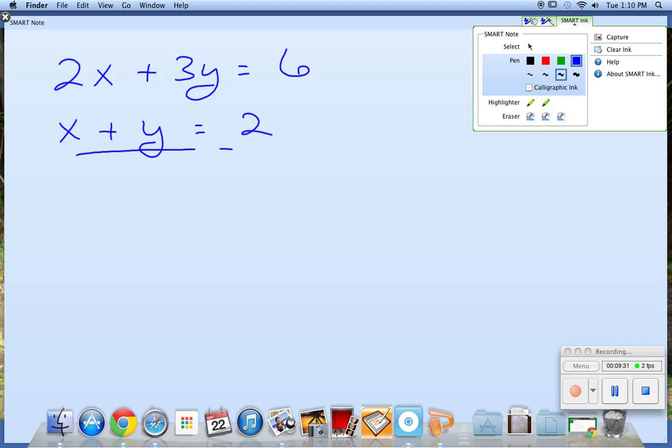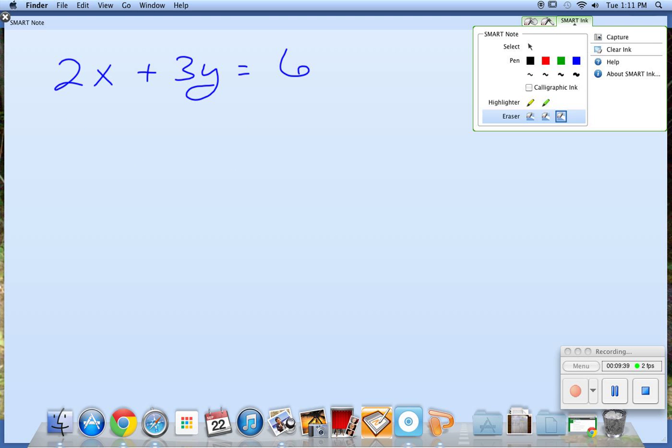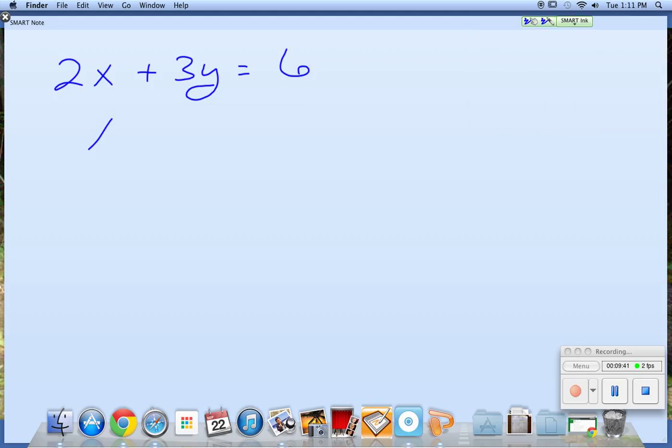I'm going to look at this, and I'm going to either add or subtract these equations. Actually, I'm going to rewrite this bottom one here. I want to add them or subtract them to eliminate one of the variables. So I look at this and I'd say, I'm going to multiply this bottom equation by 2. Everything in here, I'm going to multiply by 2.